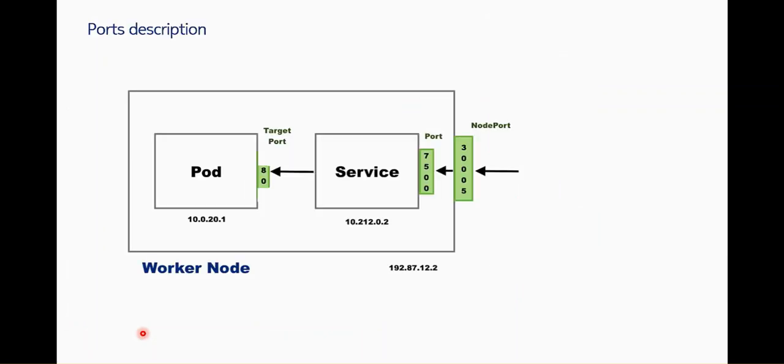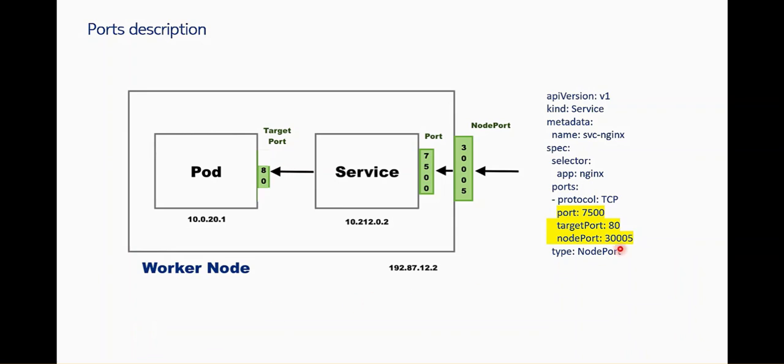Before digging deep into services, we should understand some port descriptions of services. If this is the YAML file of the service, you see the kind is Service. In this YAML file you will see there are some ports defined: a port, a target port, and maybe a node port also. If you consider this as a worker node, inside a worker node you have a pod and you have a service also.